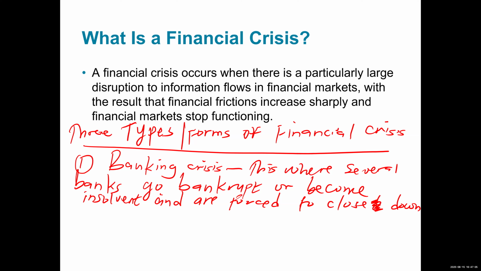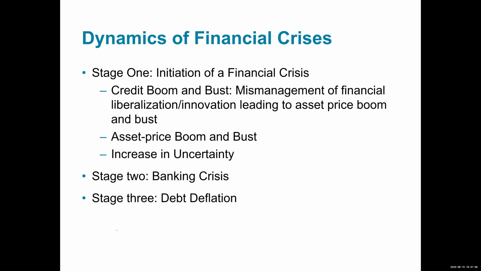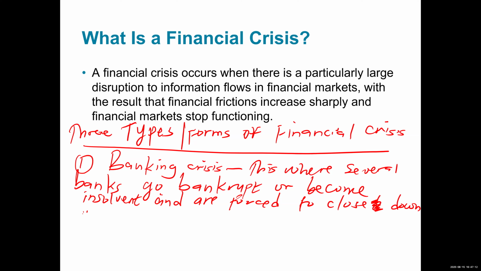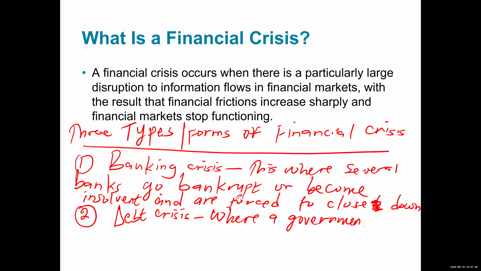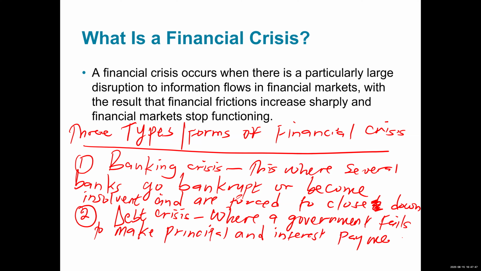Okay, so the second type of financial crisis: if a financial crisis is not a banking crisis, it's going to be what we call a debt crisis. A debt crisis is where a government fails to make principal and interest payments on the debt. Then we say that there's a debt crisis going on.